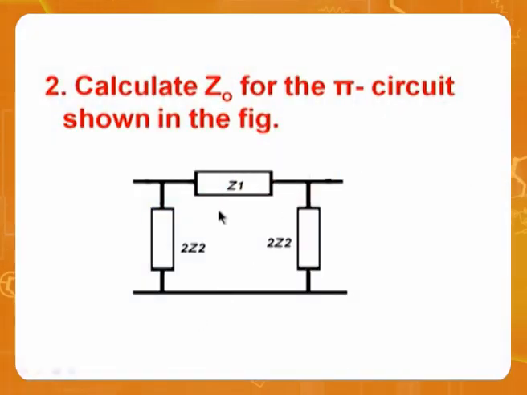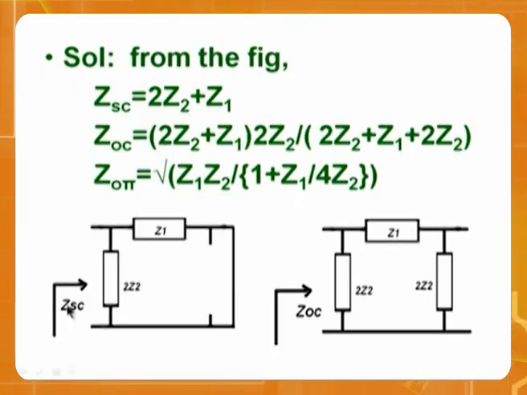Okay. Now let me calculate ZOC and ZSC. Look here. If you short this, these two are in parallel. Z1 parallel 2Z2. That means Z1 times 2Z2 divided by Z1 plus 2Z2. Similarly, for the open circuit impedance, these two are in series, in parallel with this. That means Z1 plus 2Z2 times 2Z2 divided by Z1 plus 2Z2 plus 2Z2. This is ZOC. If you multiply and take the square root, you will get this.